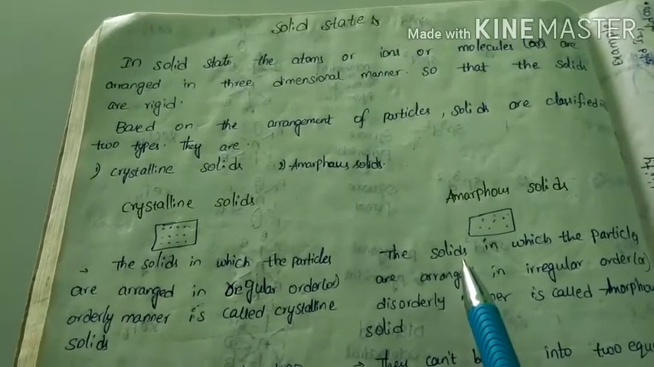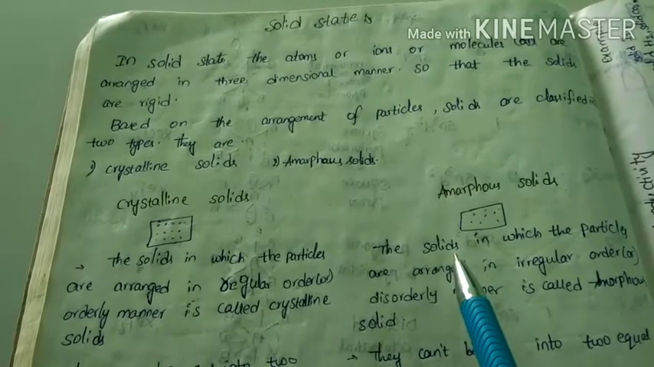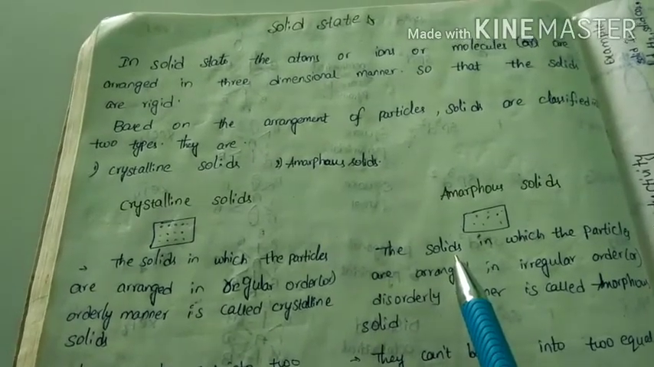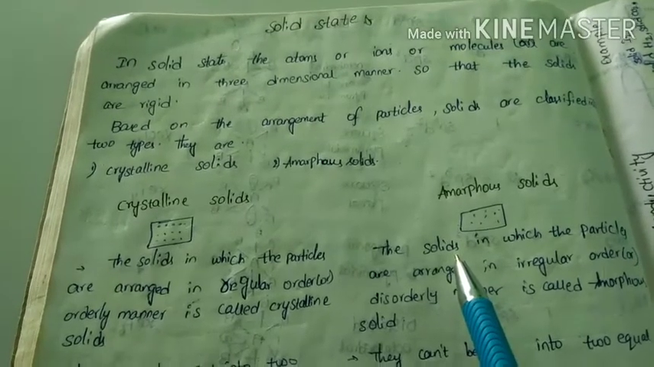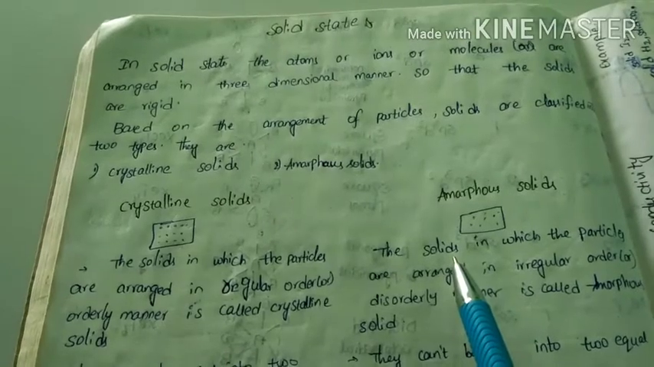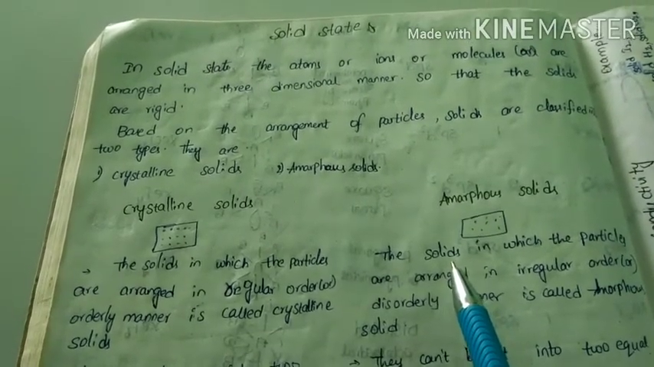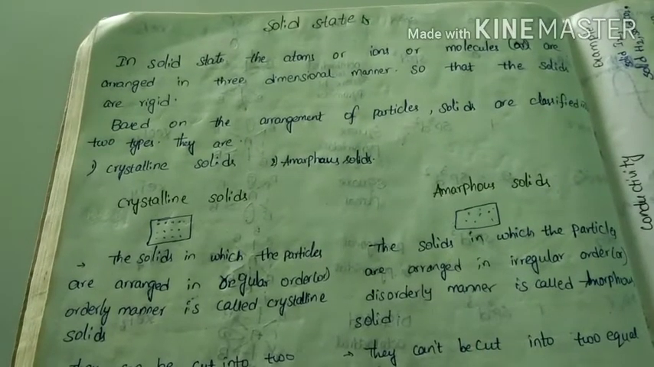Good morning, students. This is the next chapter, that is Solid State. This is the fifth chapter. We already discussed gases in the Class 11 States of Matter chapter, and we also discussed liquids in the Solutions chapter in Class 12. Now we are going to discuss solids in this chapter.